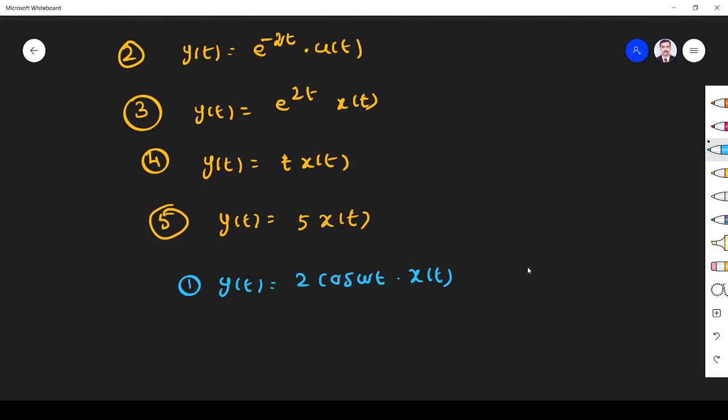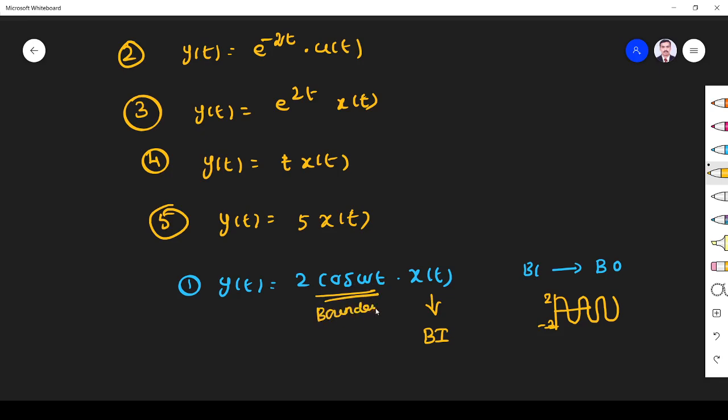We know that the system is stable if bounded input produces bounded output. So we have to give bounded input. So x of t is bounded input. If I give bounded input and multiply with 2 cos omega t, the maximum value is plus 2 and the minimum value is minus 2. Amplitude is maximum plus 2, minimum minus 2. So as long as the input is bounded, if you multiply with 2 cos omega t, it is always bounded.